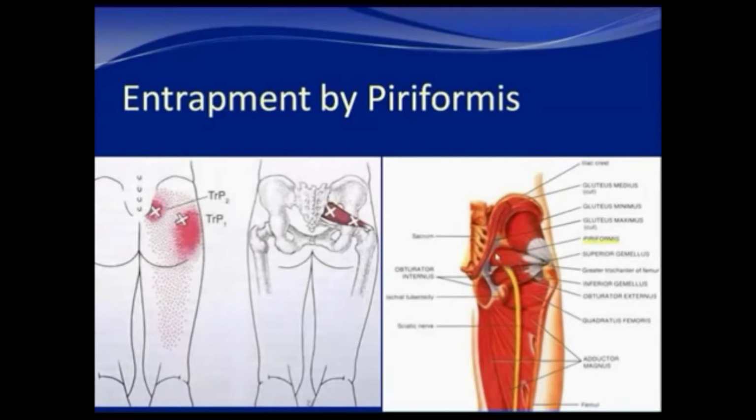You can see the piriformis here, the sciatic nerve here, coming through the sciatic notch, and that nerve can either be below here, it can come out above the piriformis, and in some rare instances it actually comes through the piriformis. So when this piriformis muscle gets very tight, if it's going through it, it's much more likely to cause a sciatic problem.